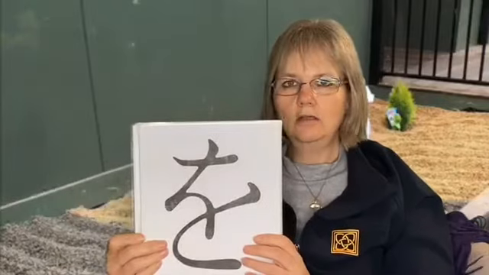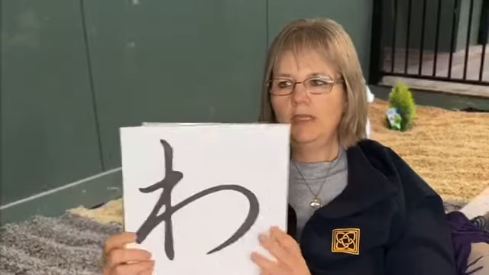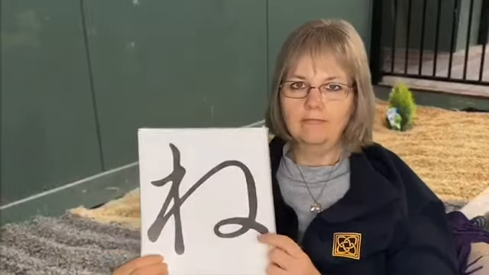And I want you to just say the letter name, the character name. Ready? Nan desu ka? Ra. Nan desu ka? O. Nan desu ka? Wa. Nan desu ka? N. Nan desu ka? Ru.